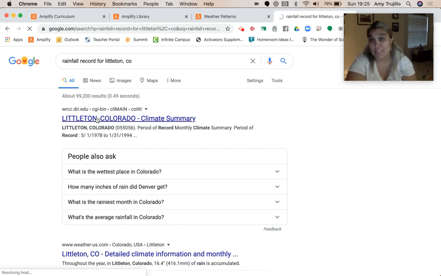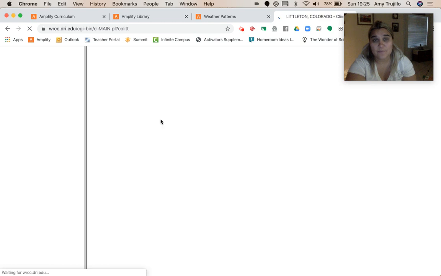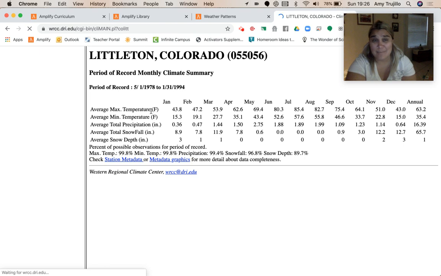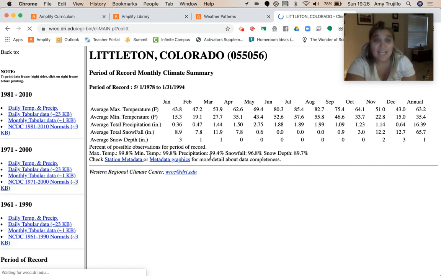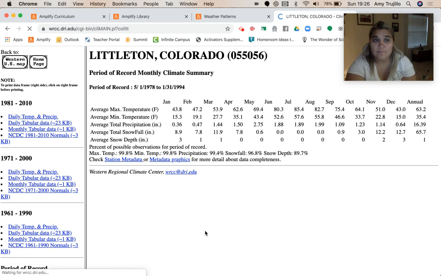I have a .edu, so this is like an official source. Let's see. And so you can do the same thing for your cities and your states and think about how it compares to mine. Looks like I don't have a record of it.